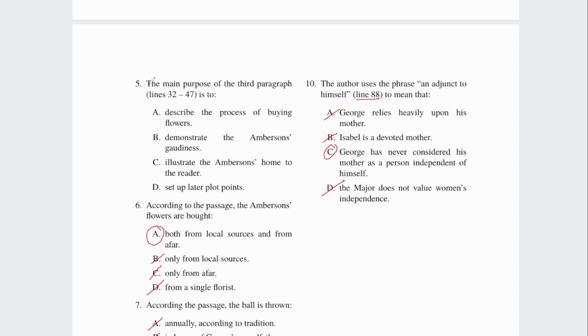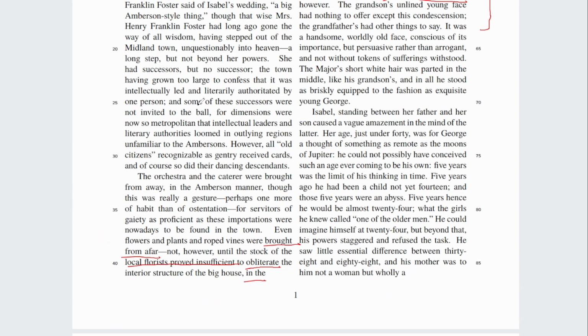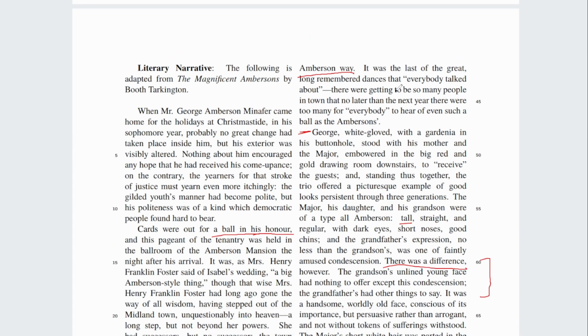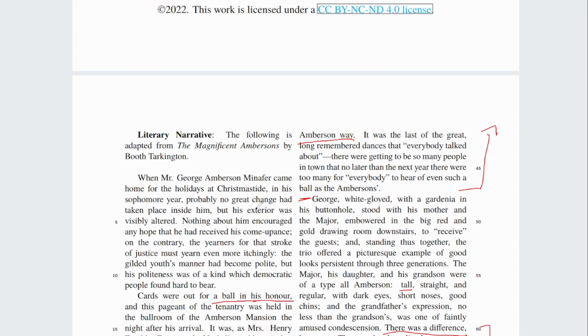So anyway, the purpose of the third paragraph, lines 32 through 47. Let's find lines 32 through 47. Here's line 32, through 47, which is at the end. It's this paragraph that spans these columns. And we've already read this. We've already looked over this, actually. And we see that it's about how the Ambersons like to decorate and how they like to throw these big parties, that they're big, they're ostentatious, they're over the top, and that everybody seems to hear about them, right? They're the talk of the town. They like to be this center of attention sort of parties.